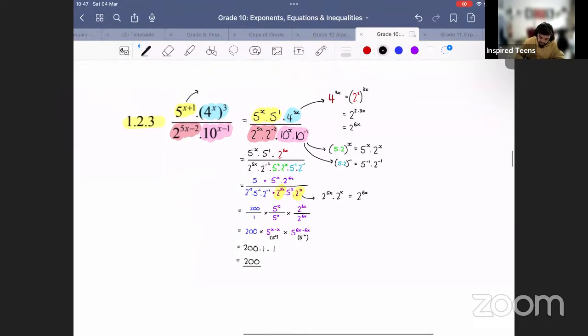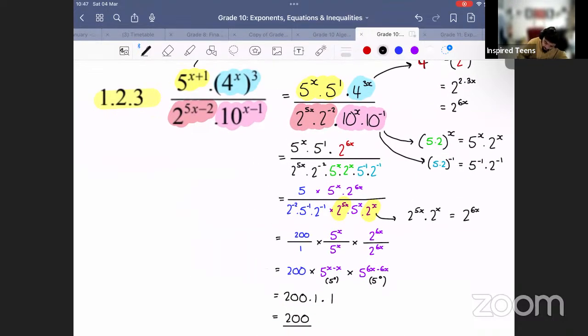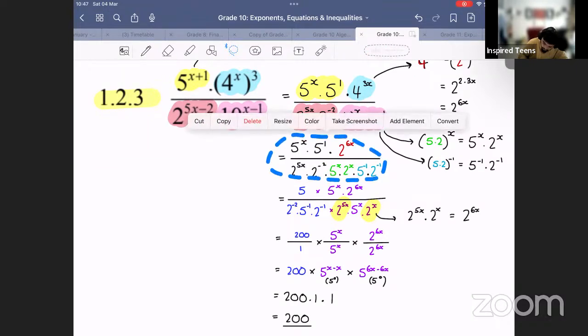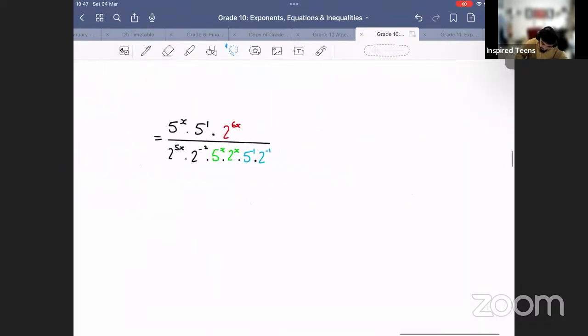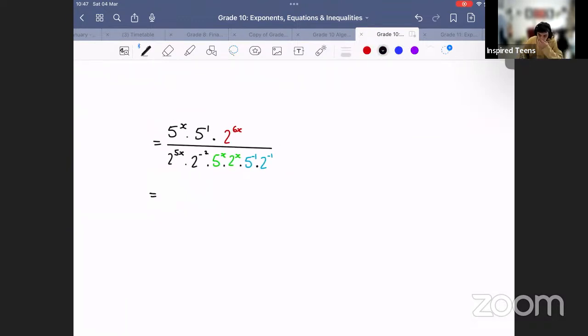Okay, alternatively, if too many ways is a bit confusing, let's take it from this step once more and solve it slightly differently. Remember, I have the same bases, 5, 5, 5, 5, and 2, 2, 2, 2, with different exponents. So what I can do is write them all under one base, and I'll show you how. On top, these are multiplication, so I add the ones on top. But the ones at the bottom are division, so I subtract them.